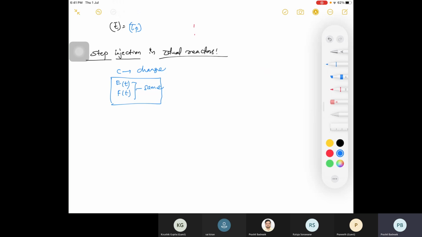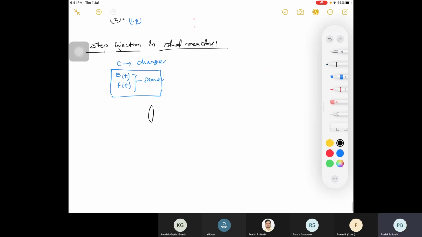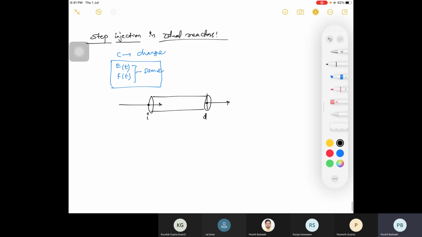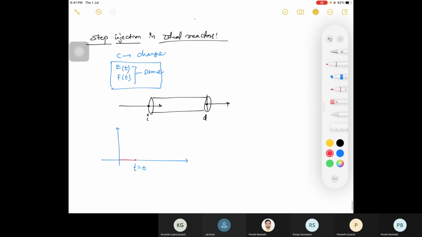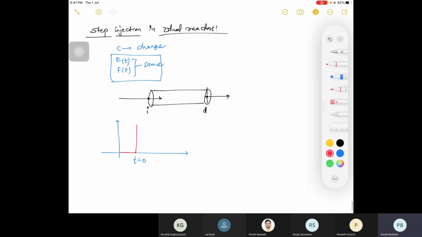Any reactor you are considering? So this is your PFR, with the point of injection and the point of detection. I and D, inlet and outlet, you know. Whenever I'm giving a step input into it, what is my profile? At time t equal to 0 there will be a sudden increment, right? So it is 0 up to time t, then there is a sudden increment here, and you will have this kind of profile.